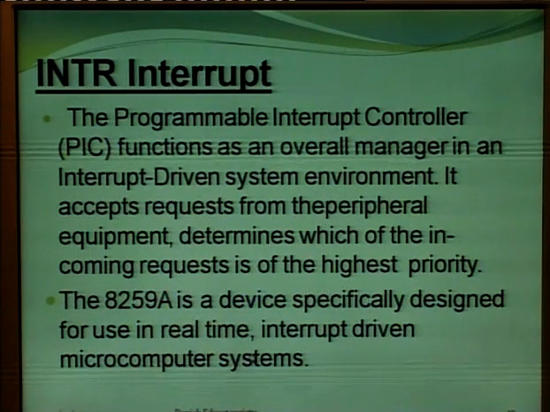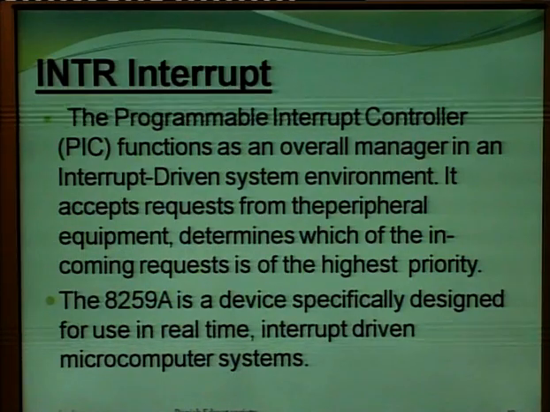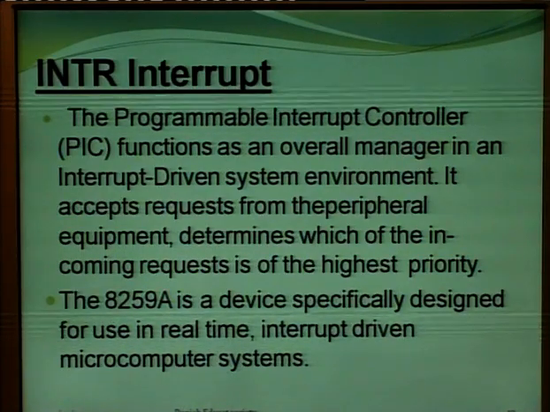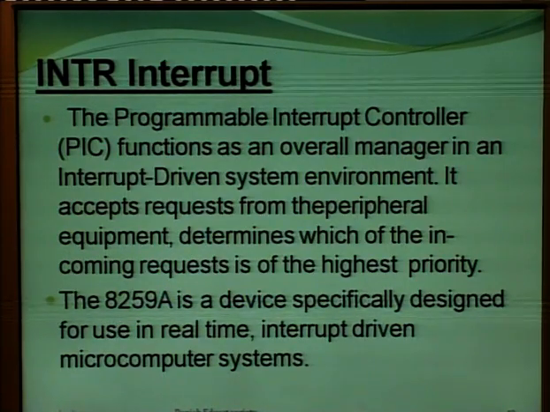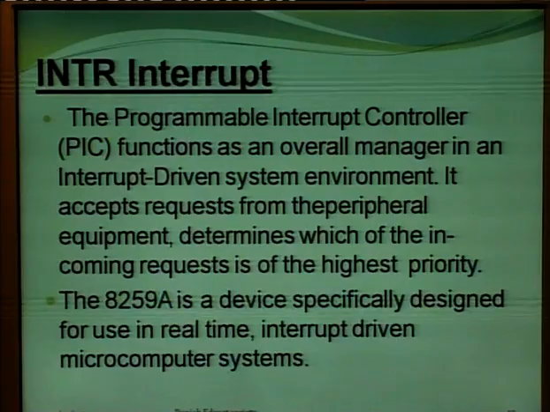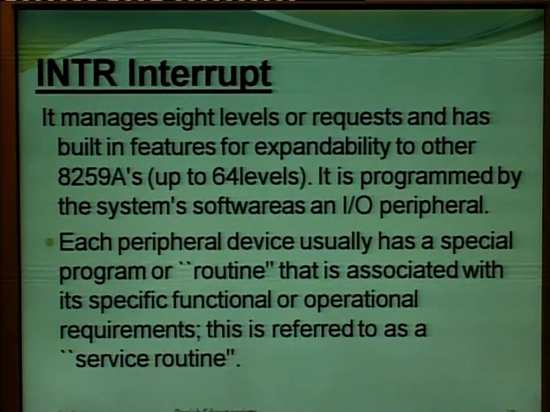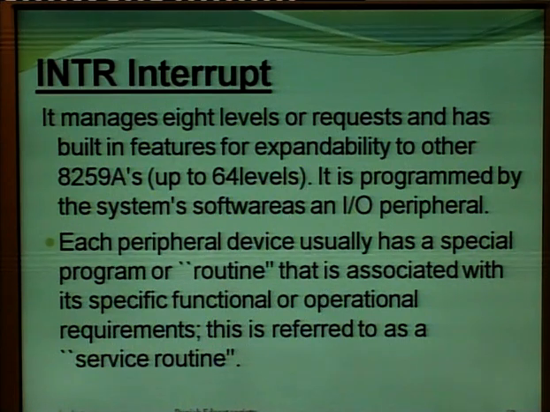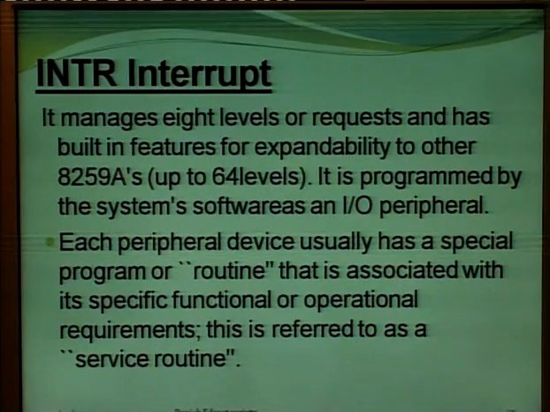There is an external device, the PIC, programmable interrupt controller, that functions as an overall manager in an interrupt-driven system environment. It accepts requests from the peripheral equipment and determines which one of these is of the highest priority. The 8259 is a particular PIC used for this interrupt-driven microprocessor system. It manages 8 levels of requests at a time, which can be expanded up to 64 levels. It is programmed by the system software as an I/O peripheral.